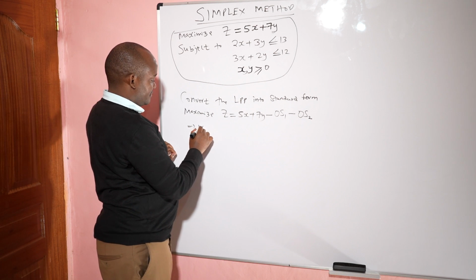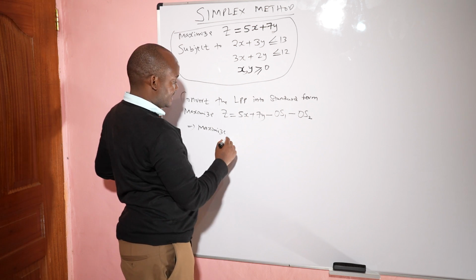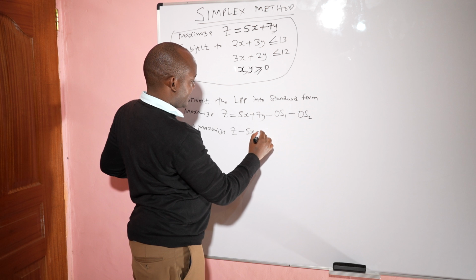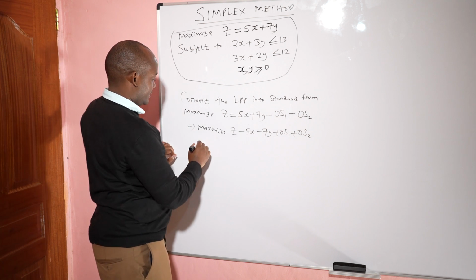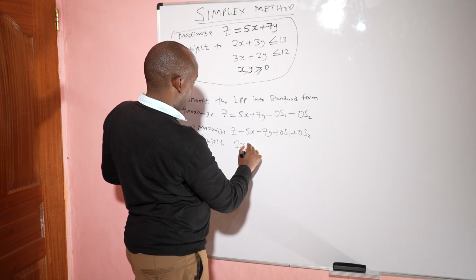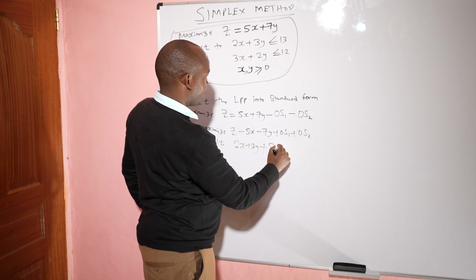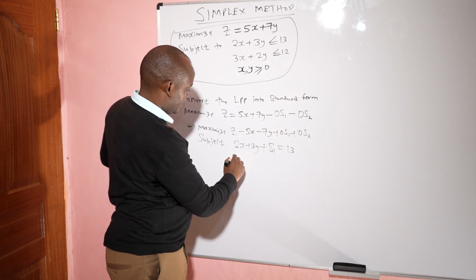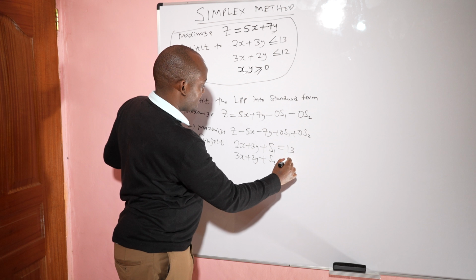which would imply that this would be maximized, because either way it has to be an equation. If you send this to the left hand side of this equation, it will be z minus 5x minus 7y plus 0s1 plus 0s2, and this is subject to, the first one, 2x plus 3y plus s1, which is equal to 13. You can see we've converted that into an equation, or into an equality. The next one will be 3x plus 2y plus s2, which is equal to 12.